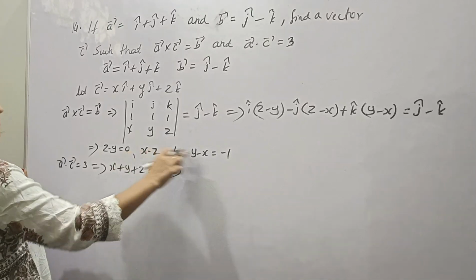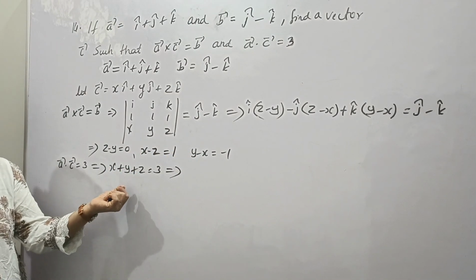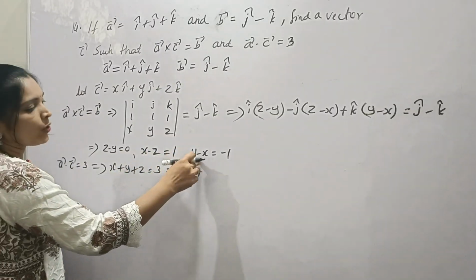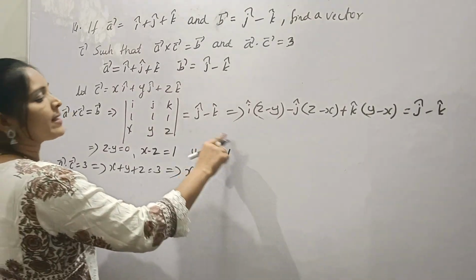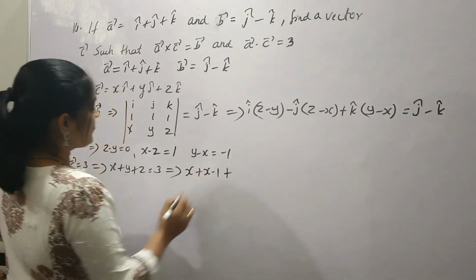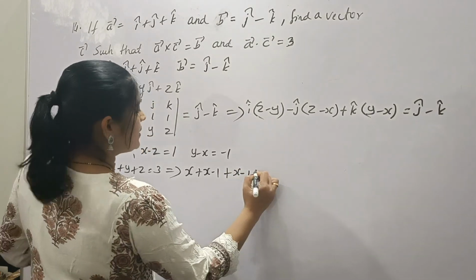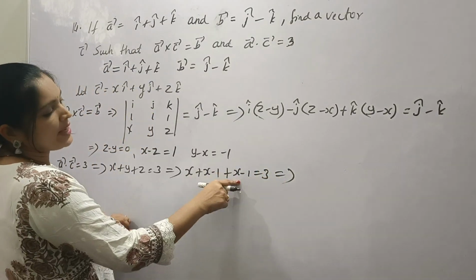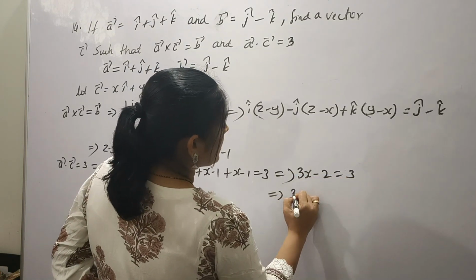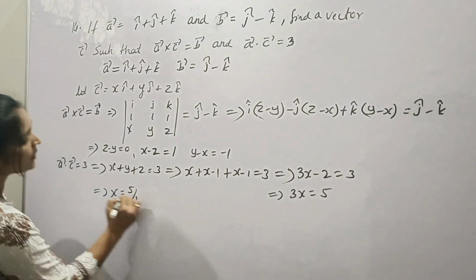Now let's substitute these values here, in terms of x. So x plus, let's substitute y, we get y equal to x minus 1, plus z, and z is equal to x minus 1, that is equal to 3. That implies x plus x plus x, 3x, minus 2 is equal to 3. That implies 3x is equal to 5, so x is equal to 5 by 3.